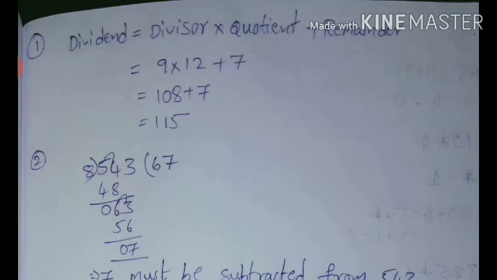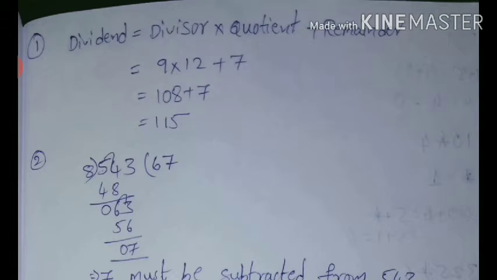In this class, I am going to explain only the answers of practice exercise and self-practice, both. Okay. So, first practice exercise. The first question is, on dividing a number by 9, the quotient is 12 and the remainder is 7. Then the number is. Okay.